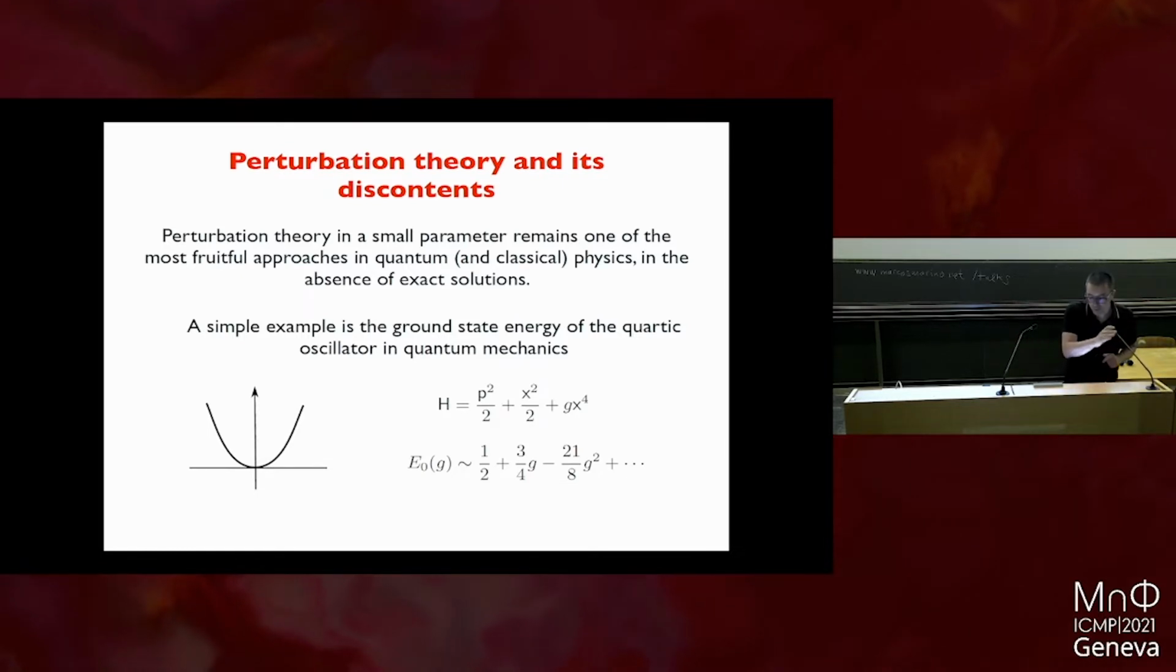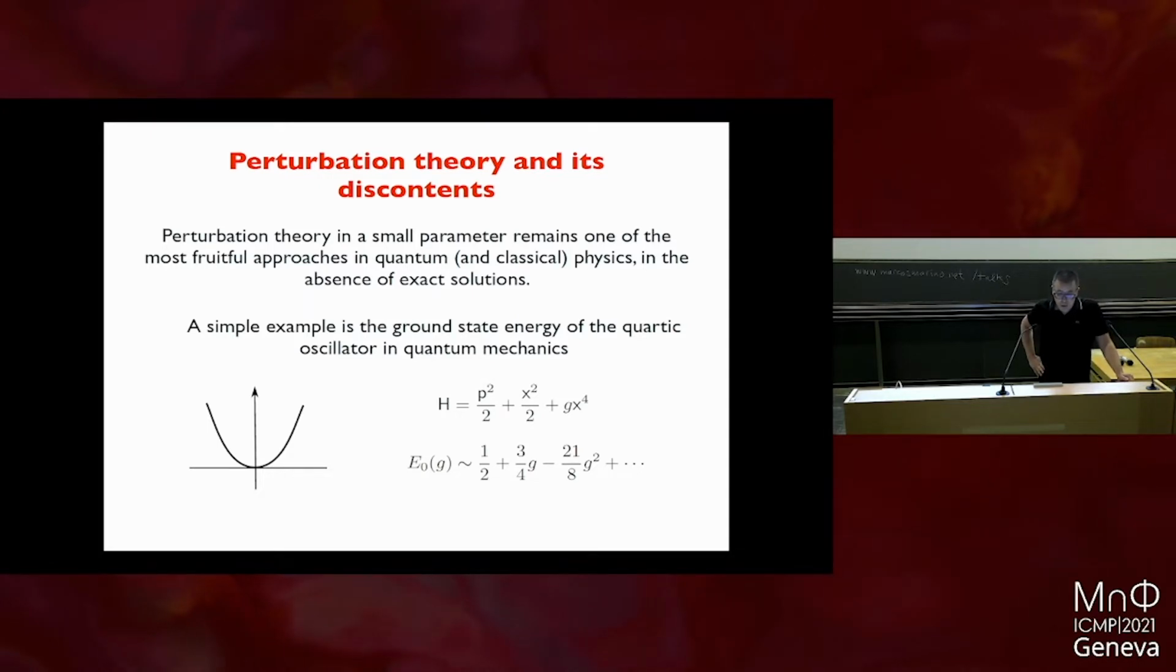And one example that you probably have already studied when you were taking courses in undergraduate quantum mechanics, and it's probably one of the simplest examples that you can find of perturbation theory, is the quartic oscillator in quantum mechanics. So in quantum mechanics, you typically face your first solvable model, which is the harmonic oscillator. The harmonic oscillator corresponds to a Hamiltonian, which is p squared over 2 plus x squared over 2. And this is one of the first examples in quantum mechanics.